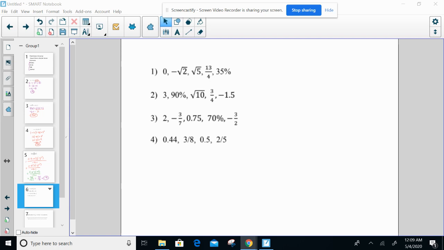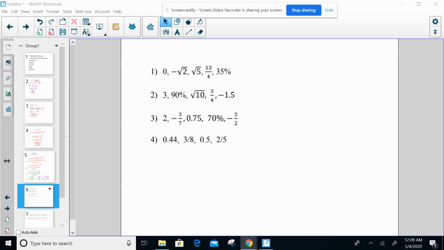Now you're looking at these. Let's look at number 1. 0, negative square root of 2, square root of 5, 13 over 4, and 35%. Now you're thinking, how are we going to compare these numbers? Here's my suggestion, and this is what makes it the easiest. Convert everything to decimals. If you convert everything to decimals, it's going to make things a lot easier for you.